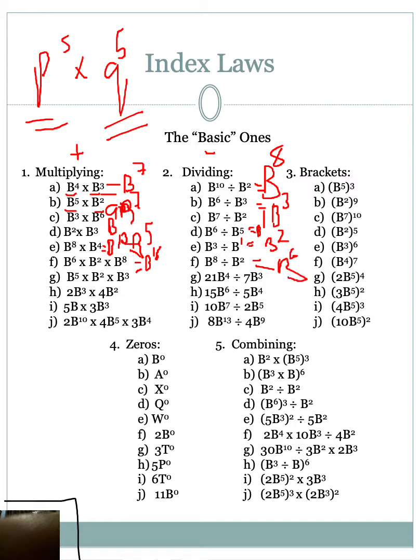When I have numbers and letters, guys, it is treated differently. So it's 21 divided by 7, which is 3. And then it's b to the power of 4 divided by b to the power of 3. So the answer is going to be 3b for G.